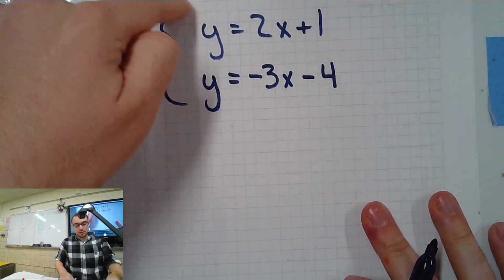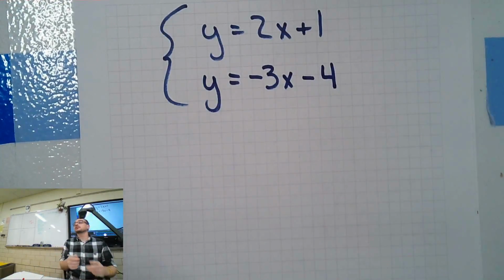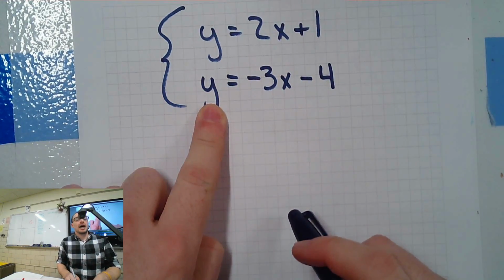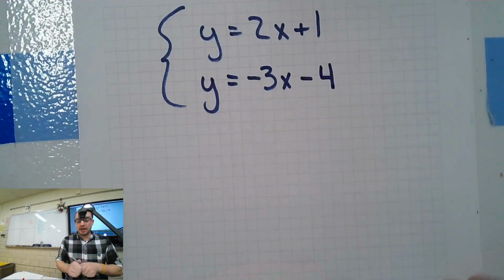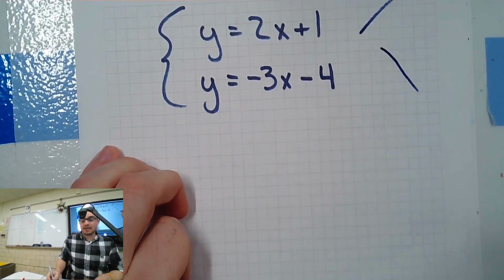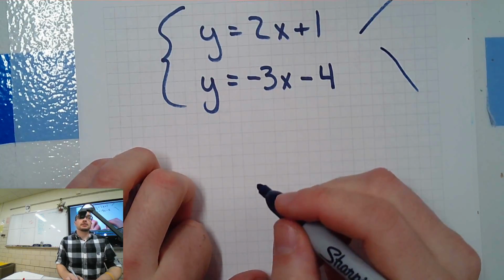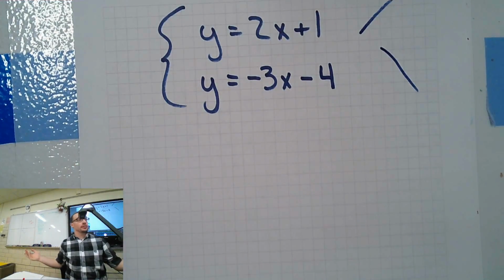Two equations with a little squiggly bracket says that they're in a system of equations. It means that this y is the same as this y. I want to know what solution they share, right? This guy's going to have a line, this guy's going to have a line. Where do they intersect is what I'm asking, because where they intersect is where they agree, right? So how do I figure out where these intersect?